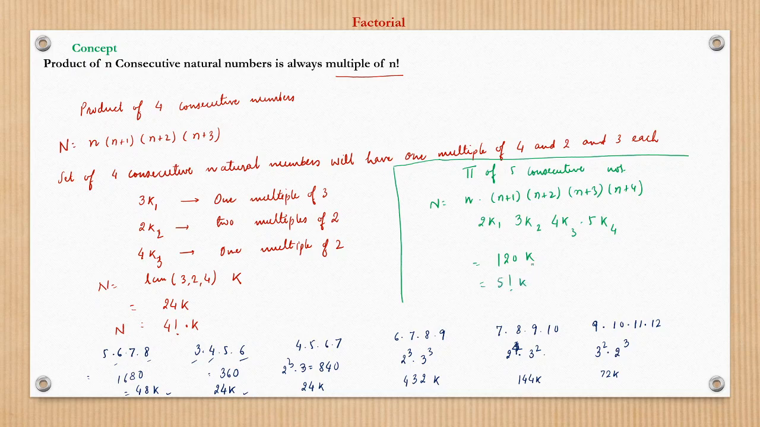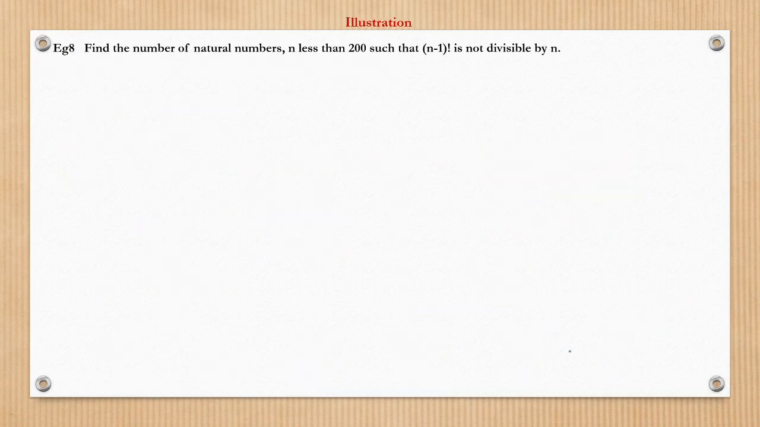So from here we can conclude that the product of any n consecutive integers or natural numbers will always be divisible by n factorial. So we have seen this through examples and derived the same also. Now we solve an example over this.